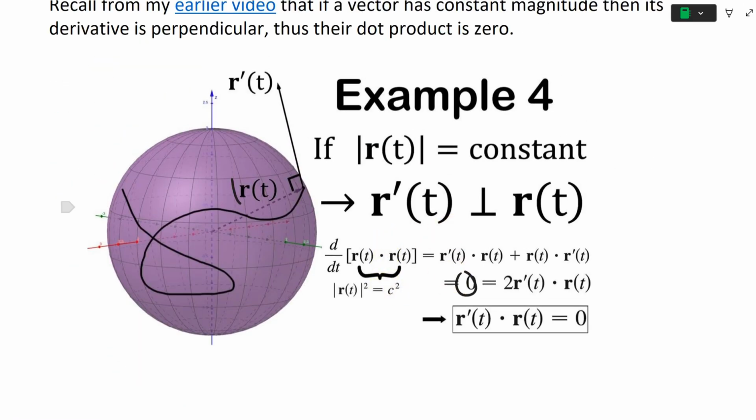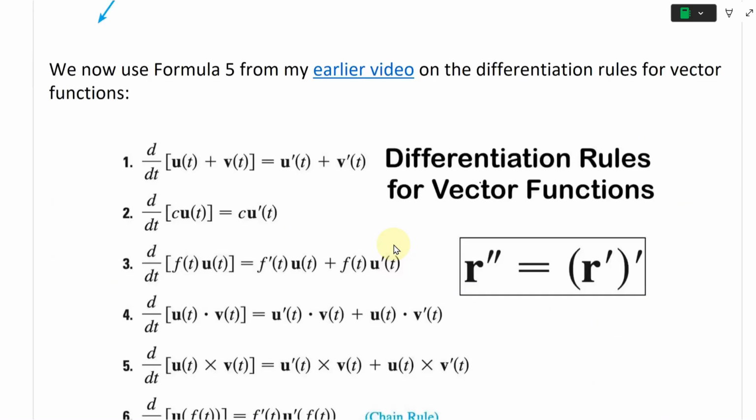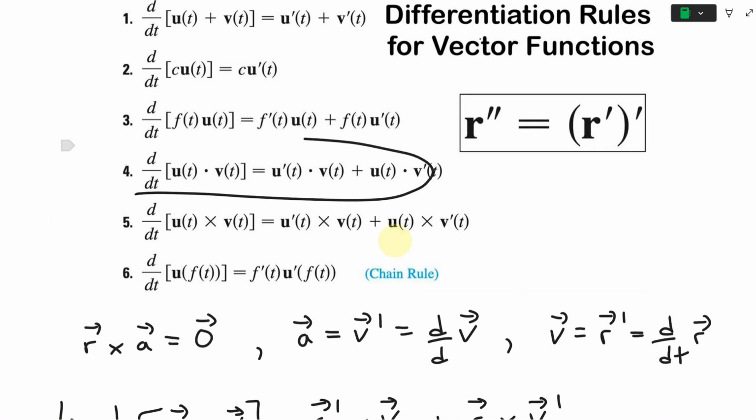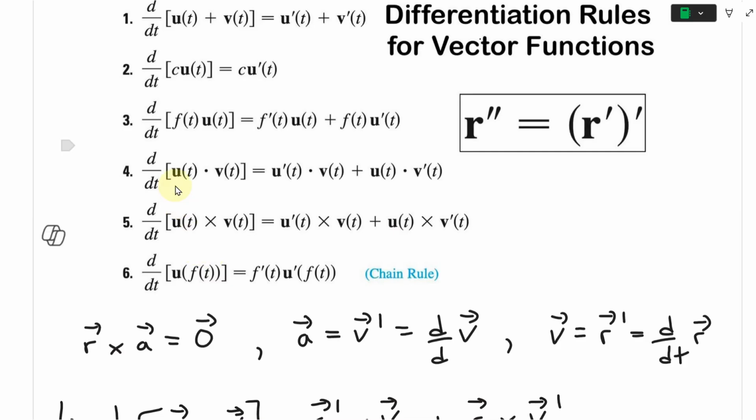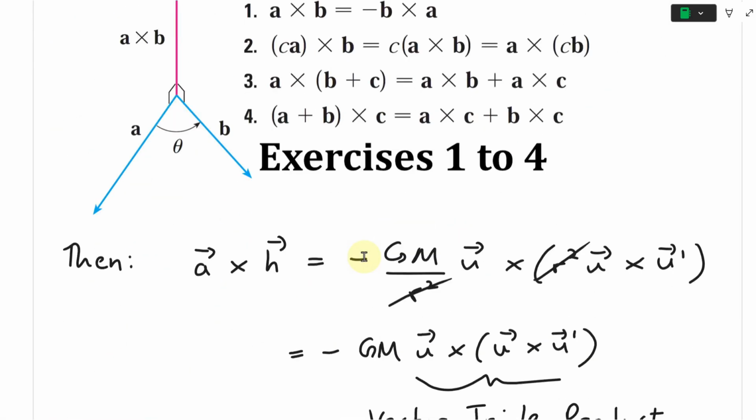So the derivative is 0, but you could also find the derivative using the properties of the dot product. Again, the same thing as the product rule for normal derivatives, and similar to the cross product. So we have the derivative here dotted with r, plus r dotted with the derivative. And that's from the earlier property, property 4, the dot product properties right there. So d over dt of u dot v equals u prime dot v plus u dot v prime. Again, just the basic product rule.